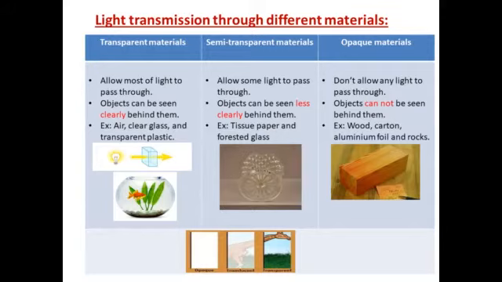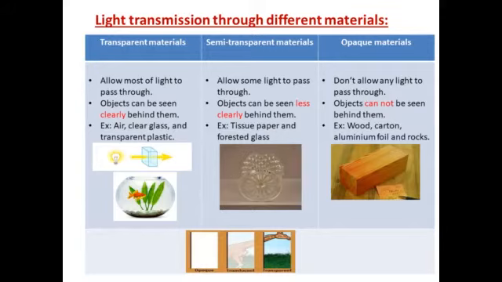And the next figure represents a container that contains some water, a fish, and a plant. You can see the objects inside the container. That's why, because it allows the light to pass through it. So transparent materials are materials which allow most of light to pass through them, and objects can be seen clearly behind them. Like what? Like air, clear glass, and transparent plastic.